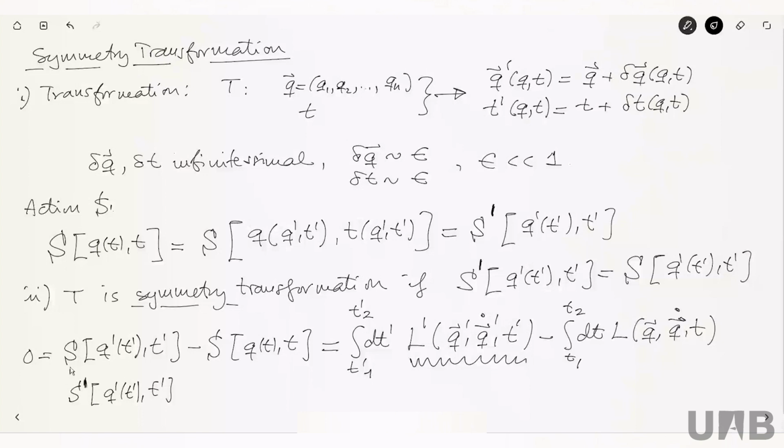And now, what is the condition on L prime, function of Q prime, Q dot prime, and T prime, to give me the same action S as given by the Lagrangian L? So what condition do I have on this L prime so that this is true, so that the action is the same?